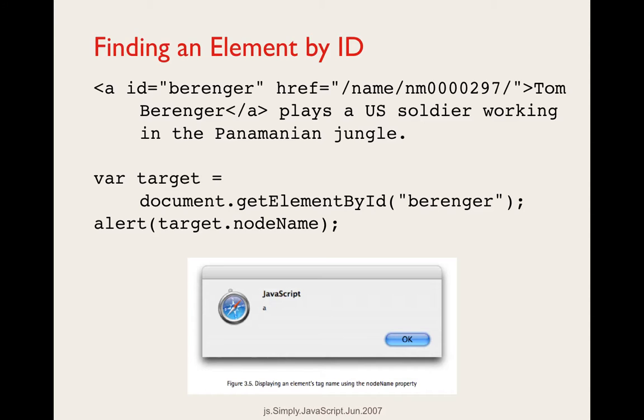If you find an element by ID, in this code, you've got an anchor tag with an ID of Behringer. To address it with JavaScript, you create a variable, target, equals document.getElementById, and then parentheses, quotes, Behringer, and you could say alert target.nodeName, because nodeName is a property of target, and it would pop up an alert dialog box that says A, because that's the node name. The node is the element node in this case.